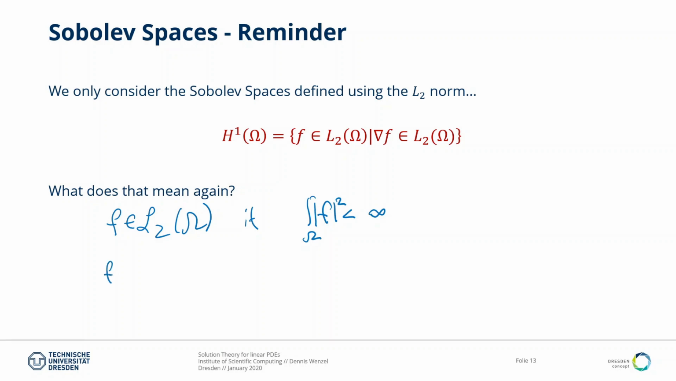And then f is in H1 of omega if this is bounded and the integral over the gradient of f, so the weak gradient of f, has also to be bounded. So you see already here that in discussions about these Sobolev spaces, we always have to deal with integrals and with talking about if something is finite or not.